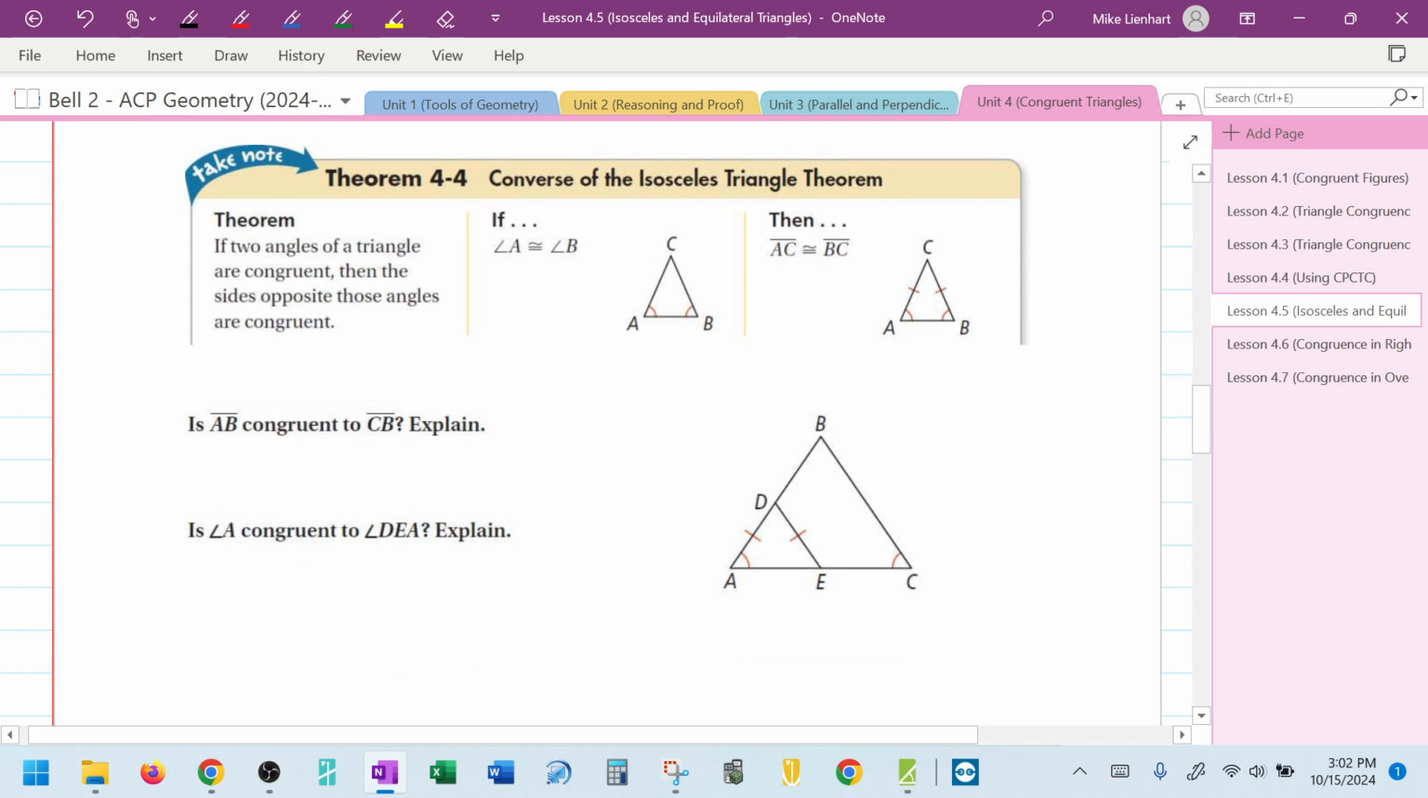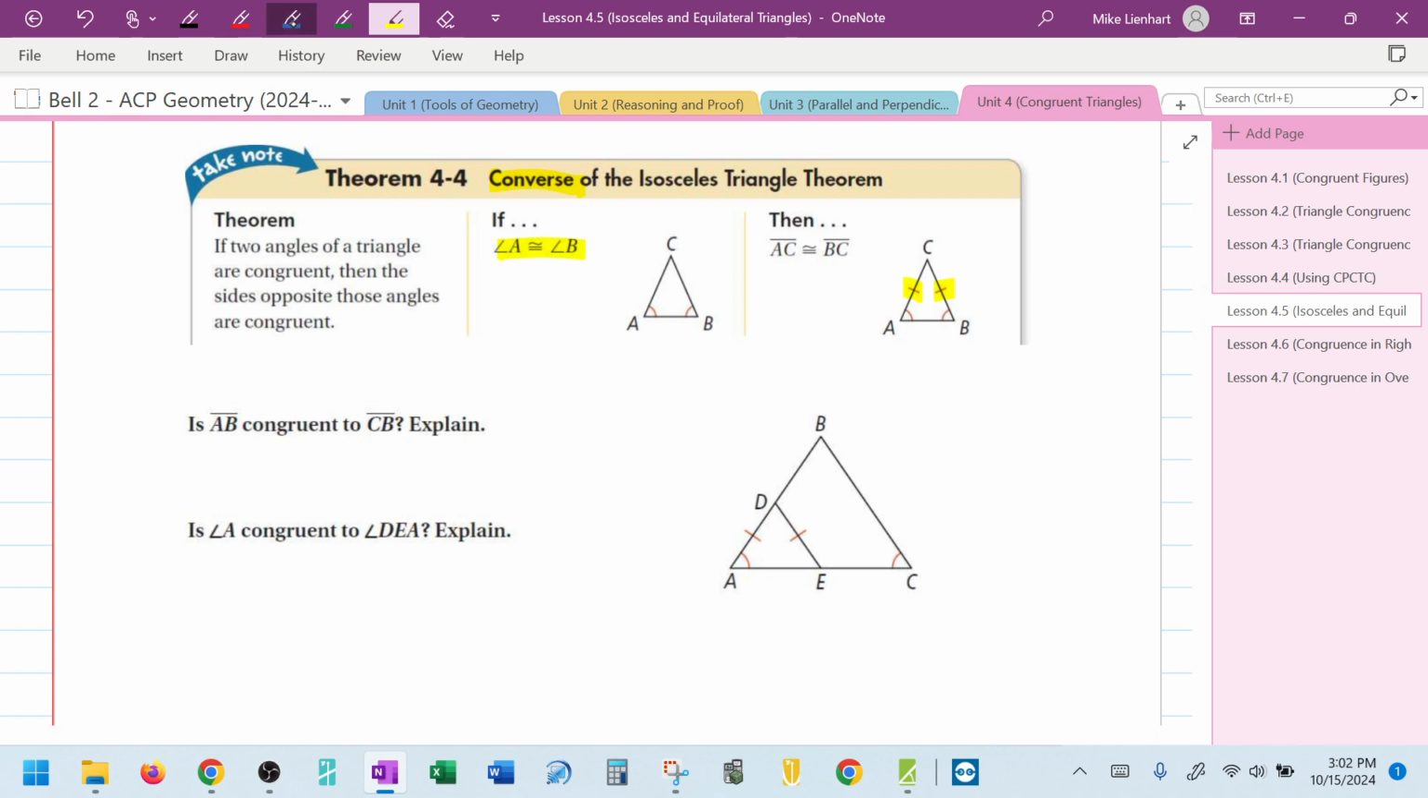Conversely, all they're doing here is switching the order. So instead of being given an isosceles triangle, they say, what if you're given a triangle with two congruent angles? Well, based on the converse of the isosceles triangle theorem, I know that the sides across from each of those angles must also be congruent, forcing this triangle to become isosceles.